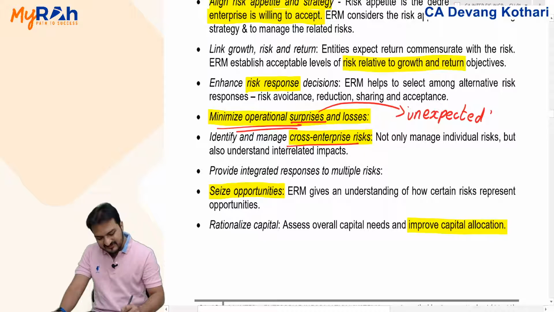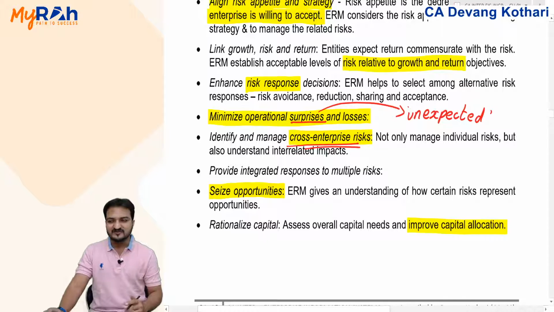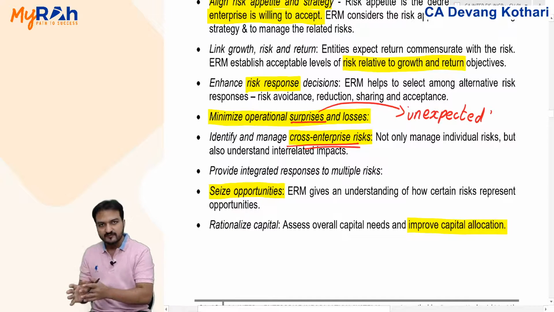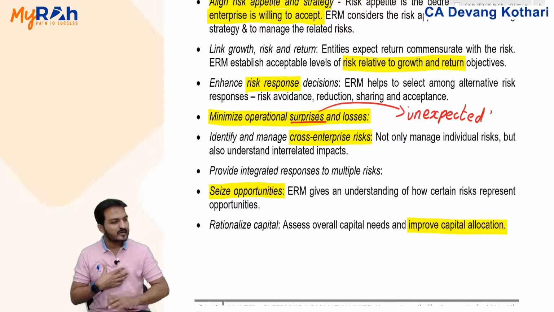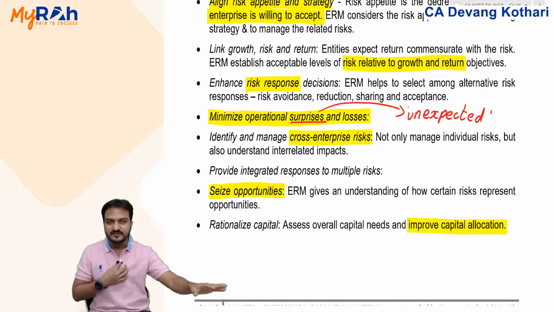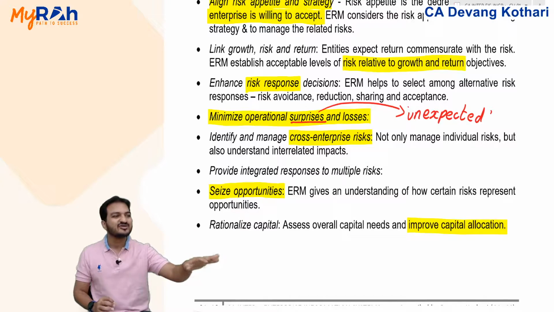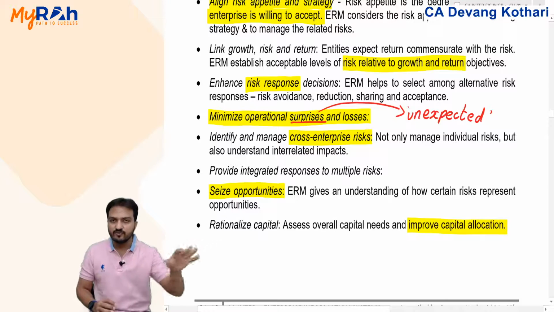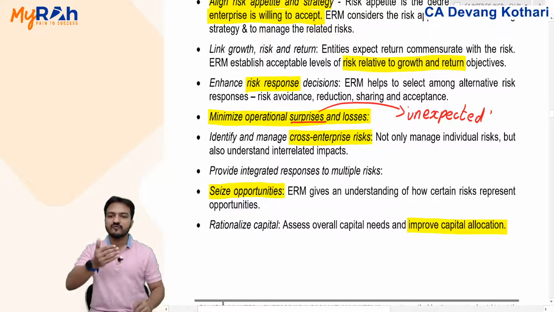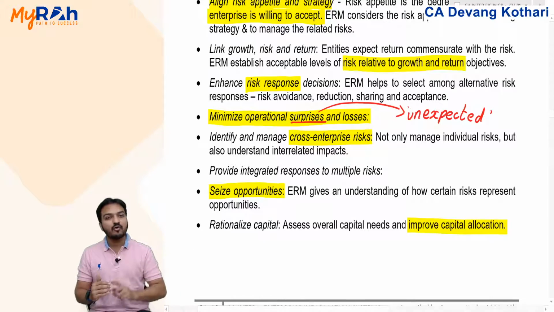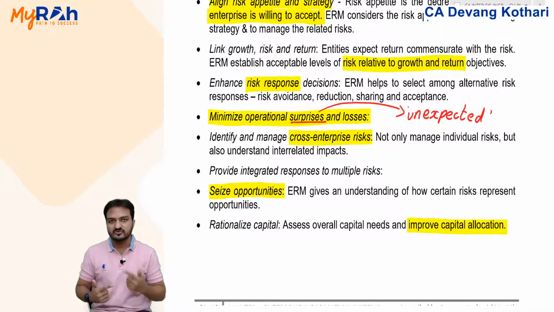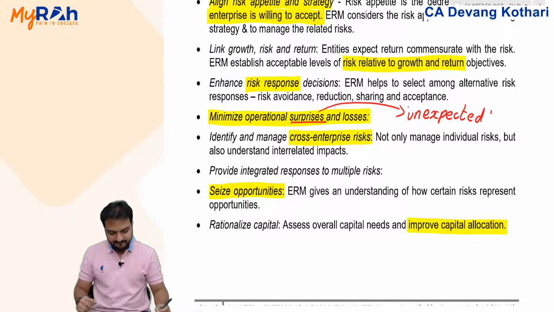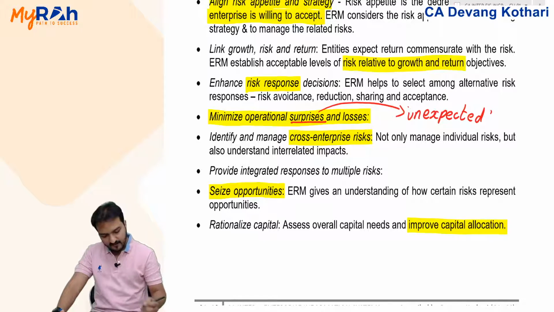Identify and manage cross-enterprise risk. Do not manage only one risk; you also manage other risks because of that. If I am planning to open a new branch in another city, then I will not just study the risk of the new branch. I will also study the risk to my existing branch: if I open a new branch, what will be the problem in my existing branch? That also I need to study. That is my cross-enterprise risk study.